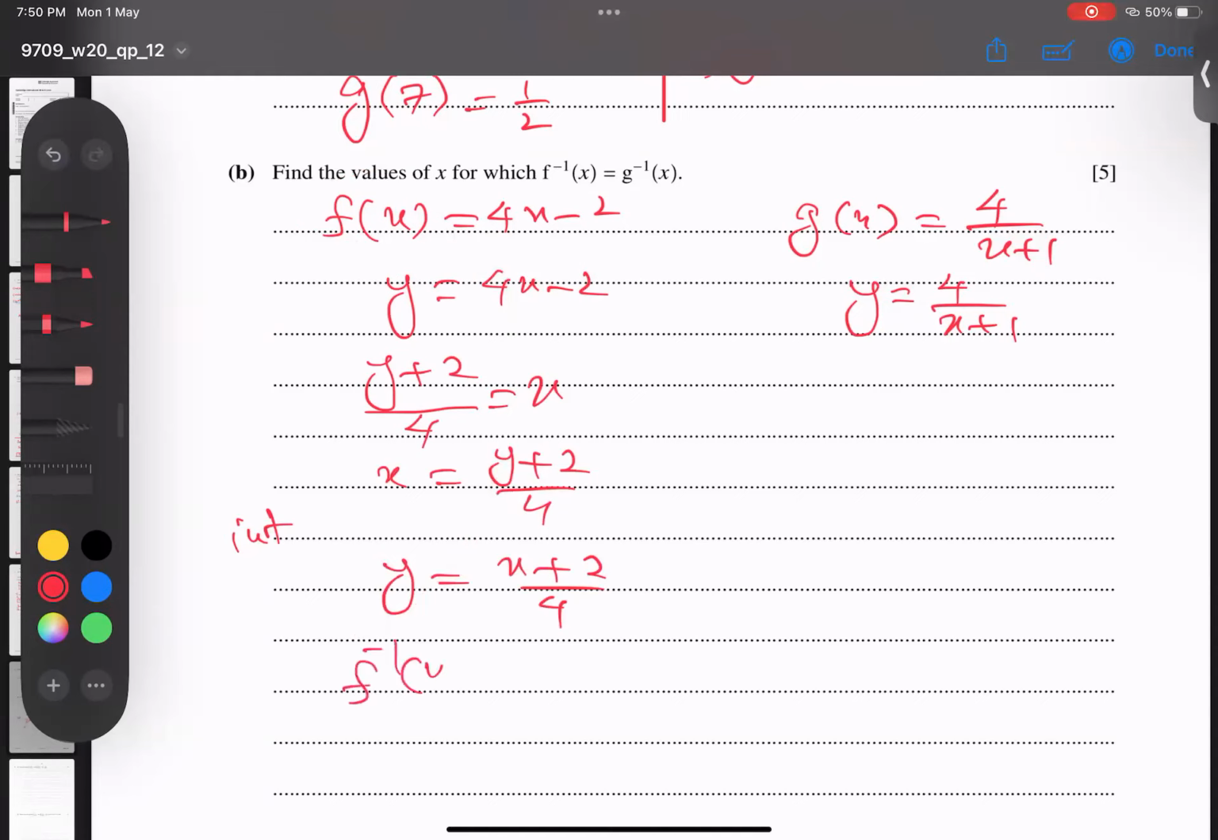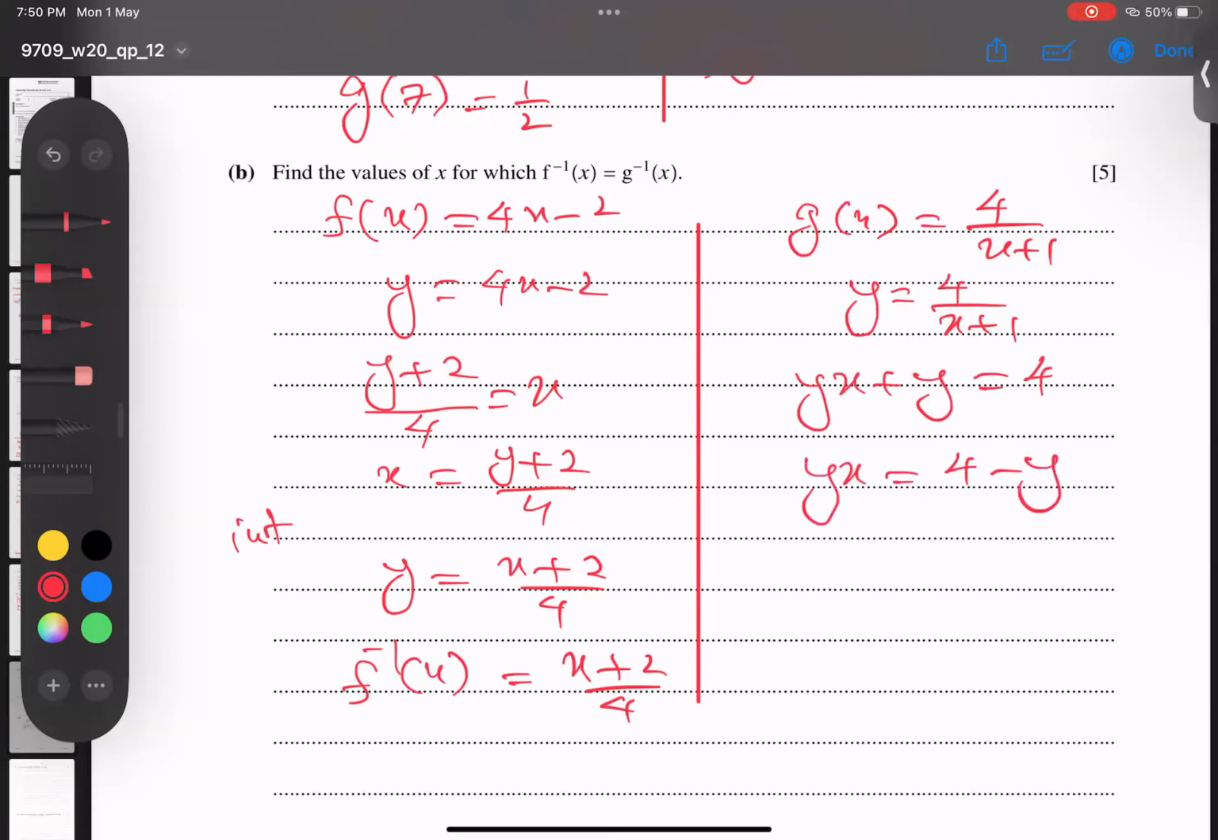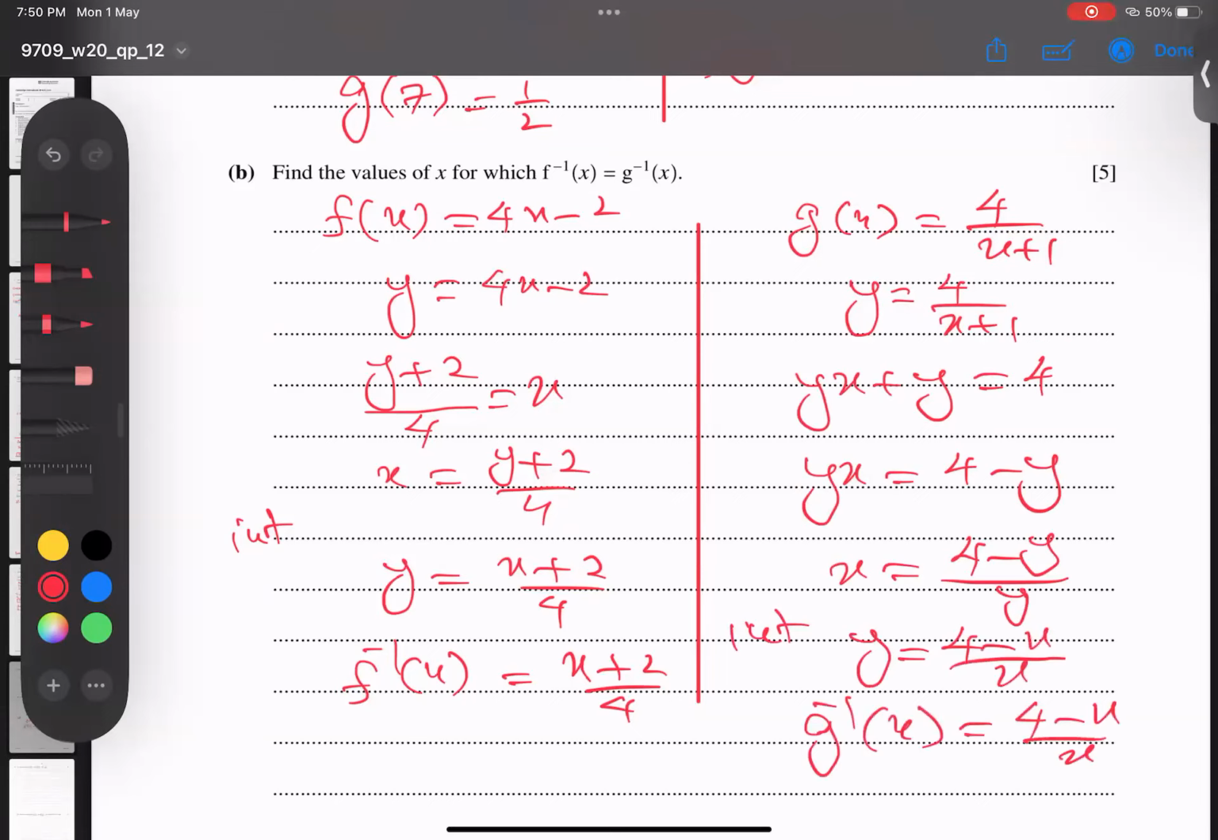Alhamdulillah Rabbil Alameen. I believe you're not getting any issue up till here. Now what is the story here? Same story, I will multiply here and my first target is what? Make X subject. So this Y will go there and this Y will divide and I got X subject. Interchanging, X becomes Y and Y becomes X. And this is called G inverse of X, so (4 minus X) over X.